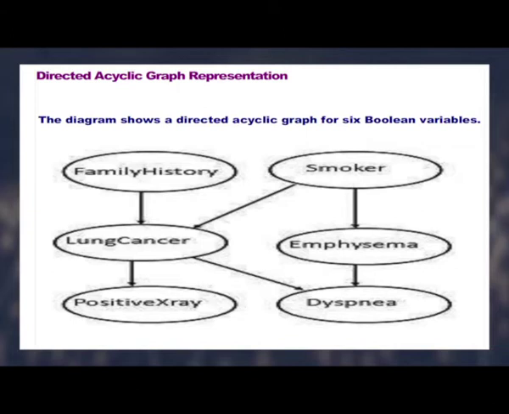Now we will see the directed acyclic graph representation. The diagram shows a directed acyclic graph for 6 Boolean variables. The arc in the diagram represents causal knowledge. For example, lung cancer is influenced by a person's family history of lung cancer as well as whether or not the person is a smoker. It is worth noting that the variable positive X-ray is independent of whether the patient has a family history or that the patient is a smoker, given that we know the patient has lung cancer.